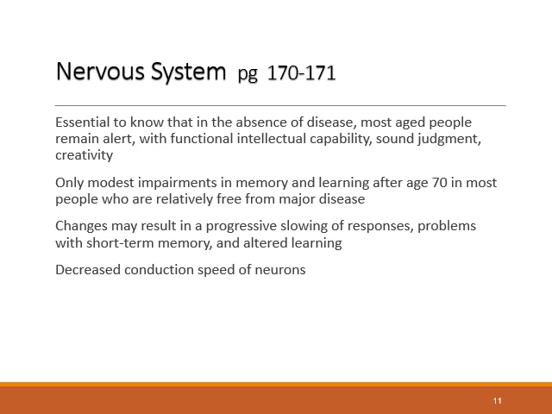Only modest impairments in memory and learning after age 70 in most people who are relatively free from major disease. Changes may result in a progressive slowing of responses, problems with short-term memory, and altered learning. So it might take a little bit longer to learn a new skill. That's why going back to school at a later age is a little rougher. You can do it, but it's harder. Decreased conduction speed of neurons might occur.